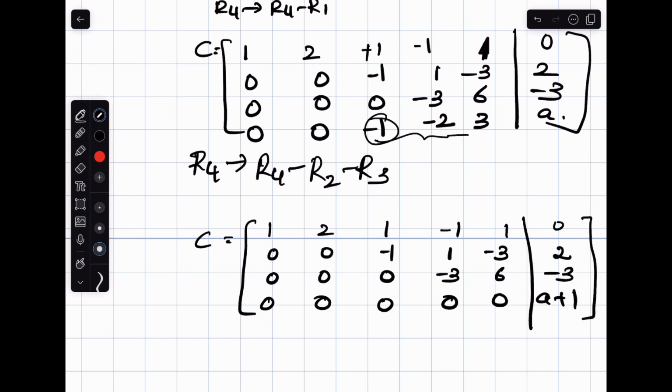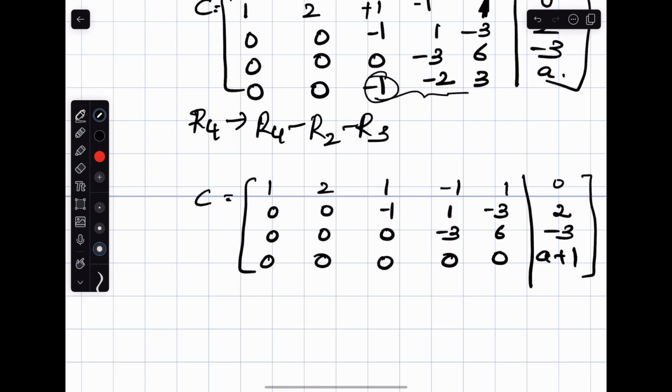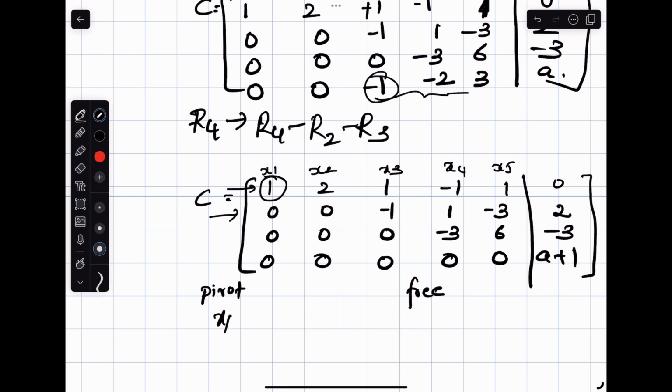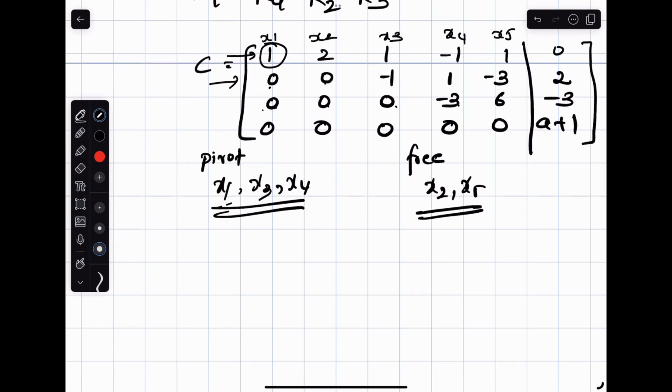Now we have to find the most important part, that is the pivot and the free columns, which we have already discussed in the previous video very thoroughly. Please watch it. So I'm writing the columns x1, x2, x3, x4, x5. The first row, first element is 1, so I can take it as pivot, so x1. Then the third element is minus 1, so x3 is pivot. Then the fourth element x4 is also pivot. So that is done. Then I'll check the last row. All are zeros, so I can say that x2 and x5 are free columns.